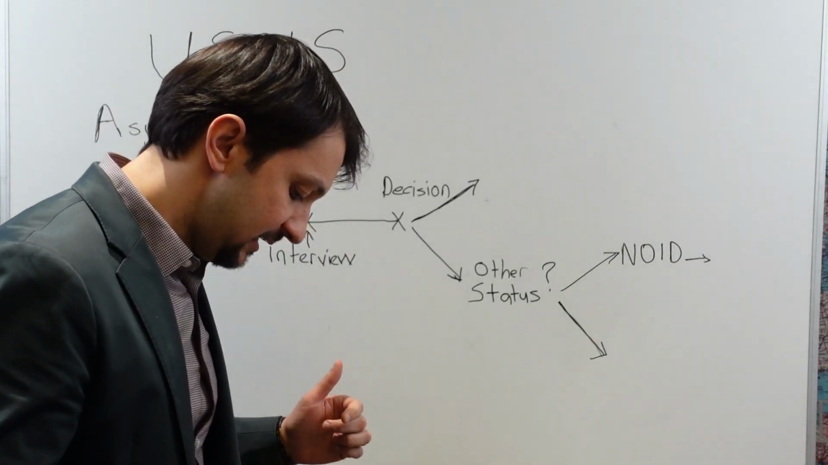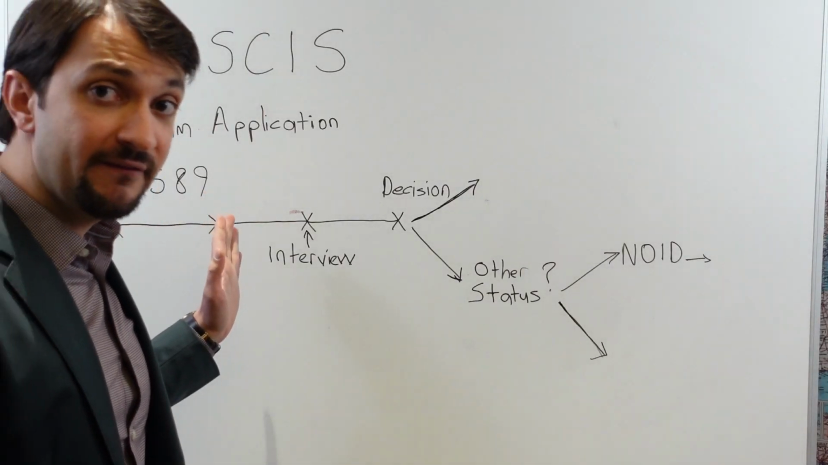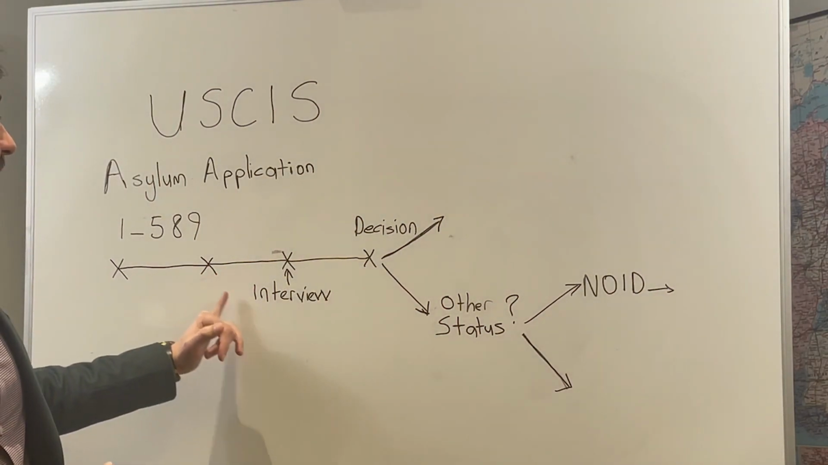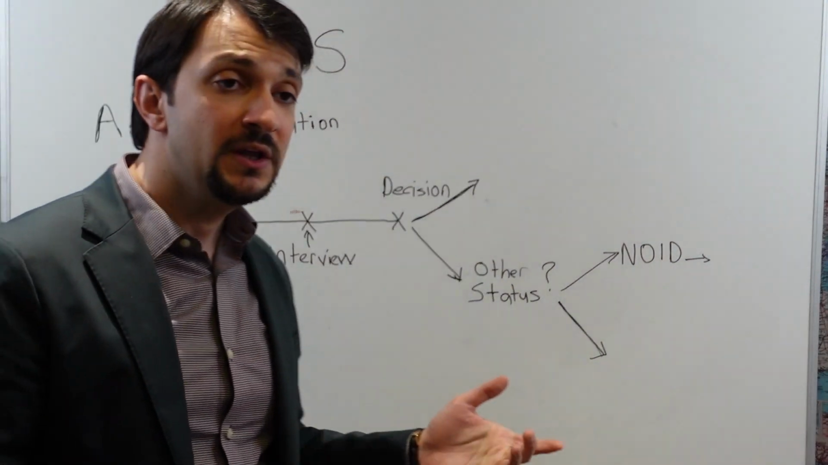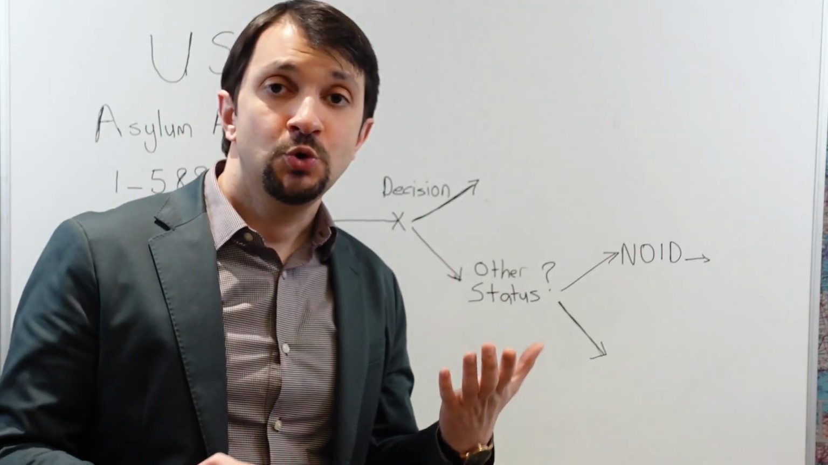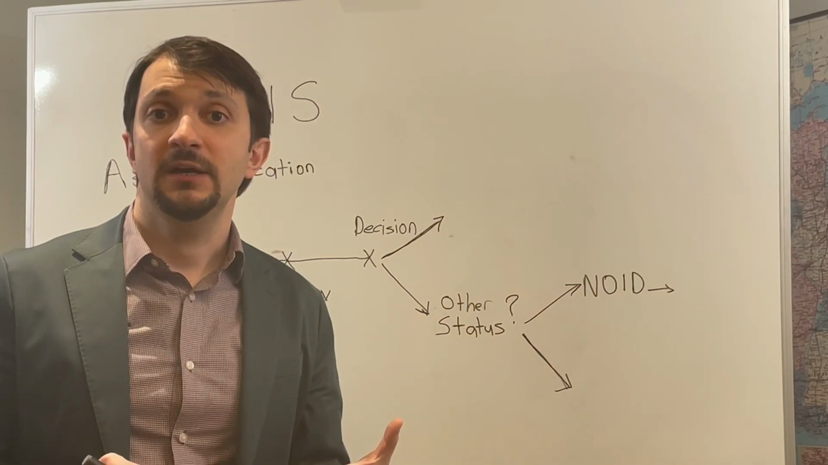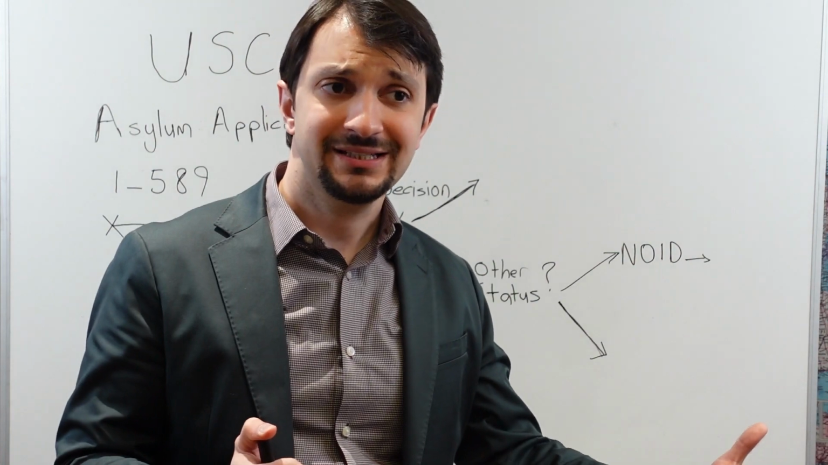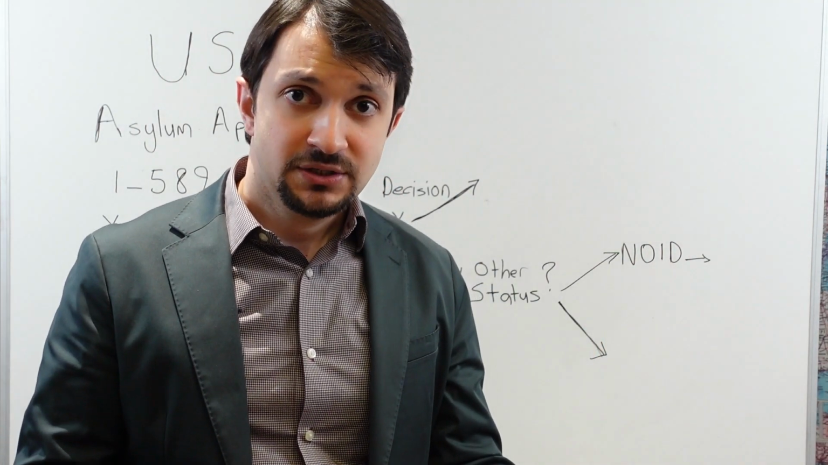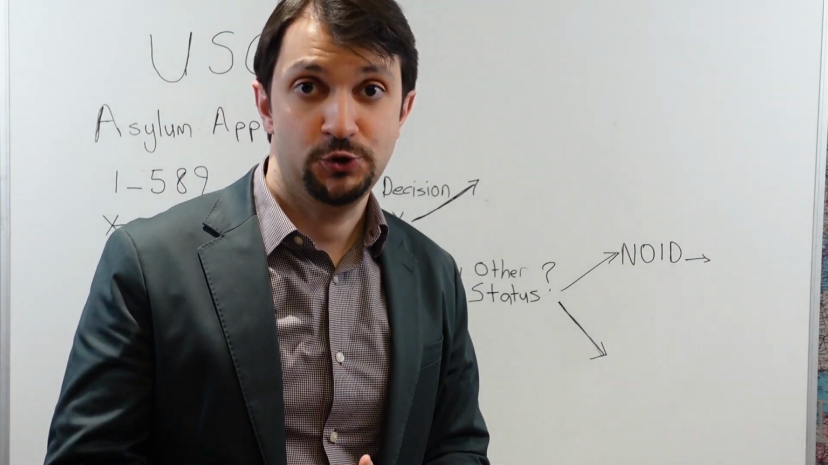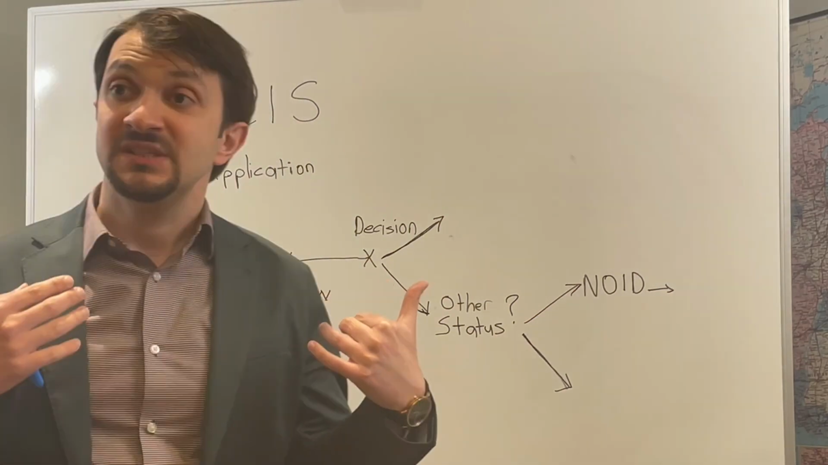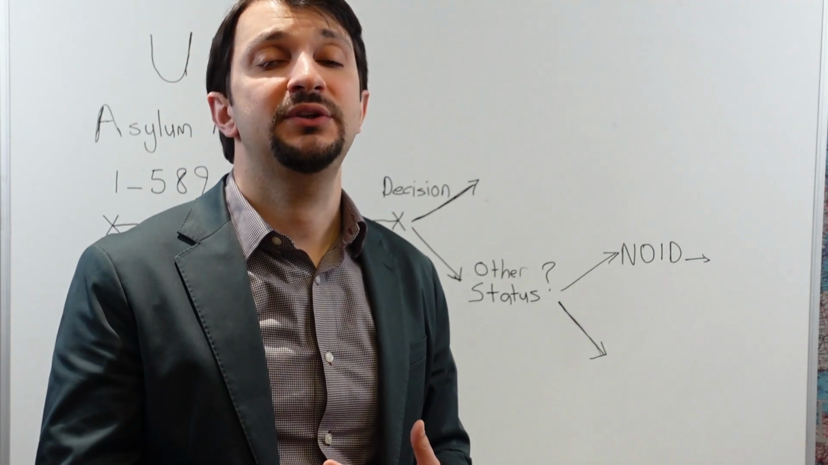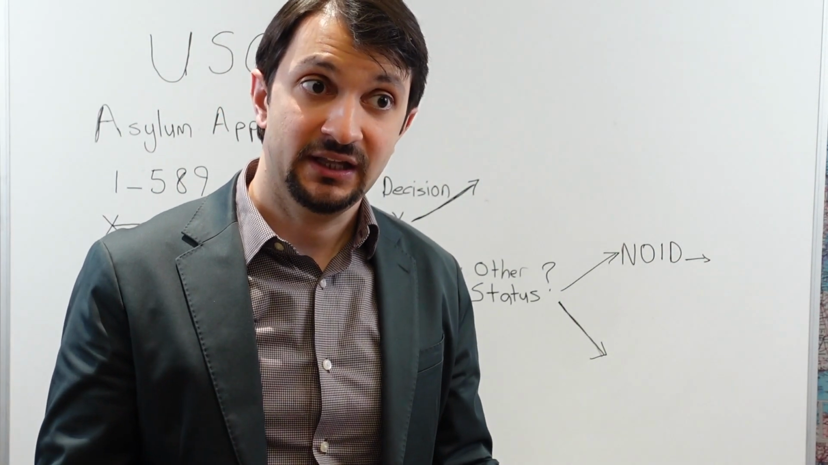Okay, so let's see. The process starts with filing the I-589 application. That's the starting point. And the next step is scheduling of the interview. About scheduling of the interview, the usual method is last in, first out. So since early 2019, the last asylum application that was filed is supposed to be interviewed first. Because of that, we have experienced very fast interviews upon filing of the I-589.